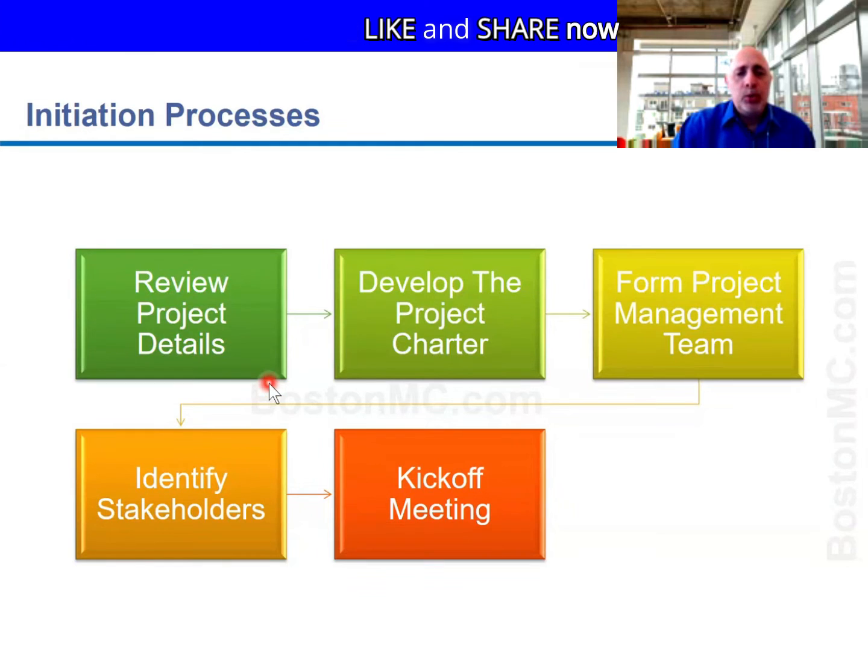The first thing that you want to do when you're assigned a project is to review all the details, okay? Review all details of your project, understand the expectations, so that when you are collecting requirements for it or planning for it, you're planning for that specific project.